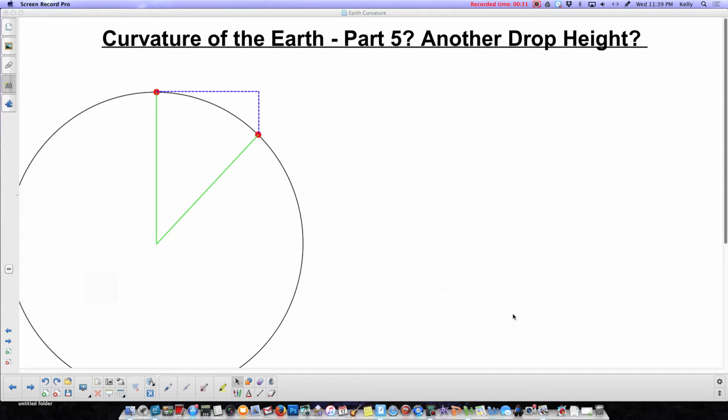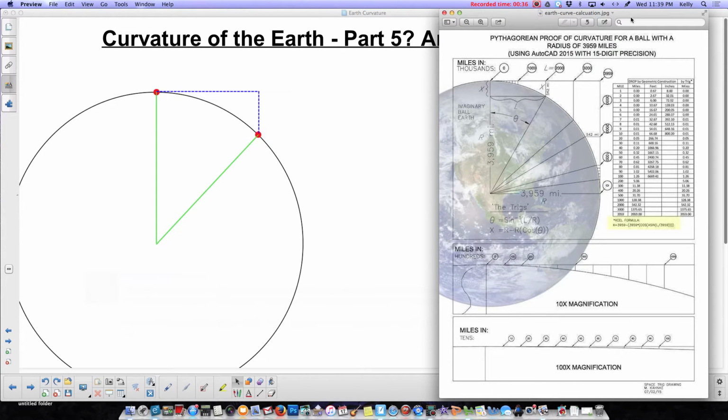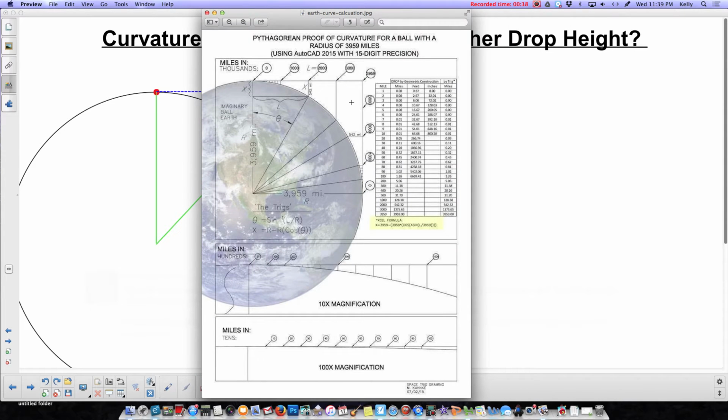Anyway, when I first did my drop height video, I had this picture in mind that the flat earthers bring out a lot for drop height. When you go away from the ball, how much does it drop for each mile on the surface? This is what I was thinking of when I was doing my "how do you get this answer" video.